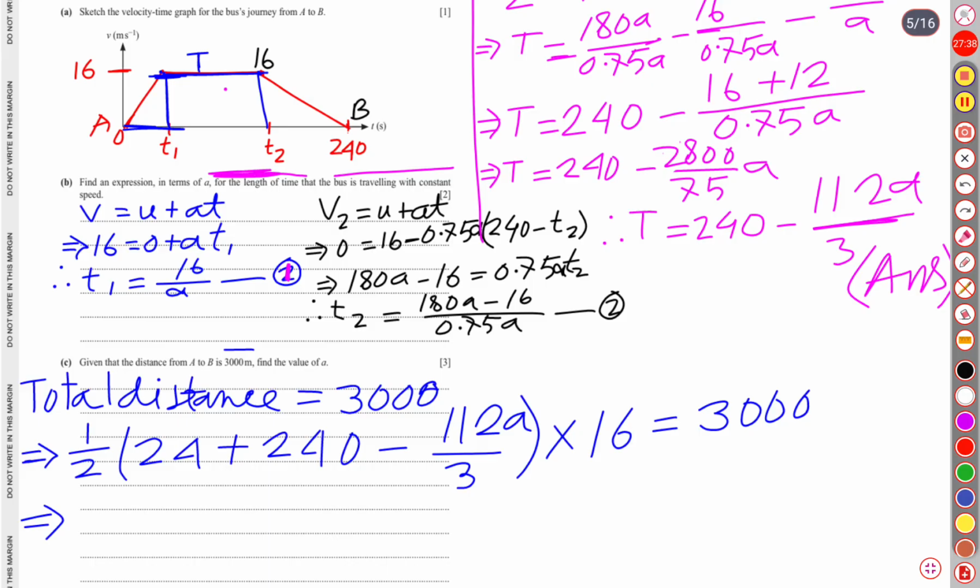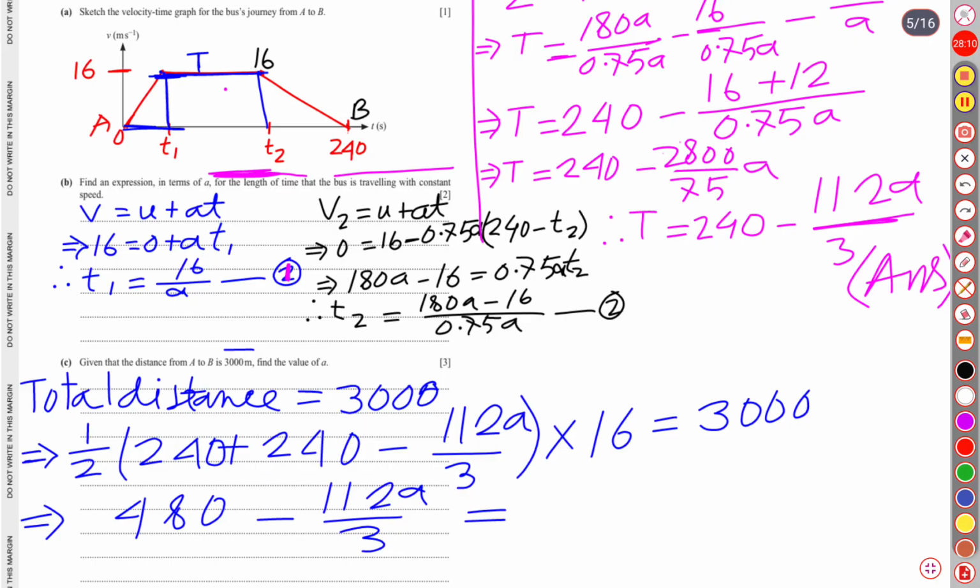What is it going to be? It can never be 24. This is actually 240. By mistake we have written 24, because this is the first parallel line. The longer parallel line is 240, from A to B. So 240 plus 240 is 480. 480 minus 112a over 3 equals 3000 divided by 8.